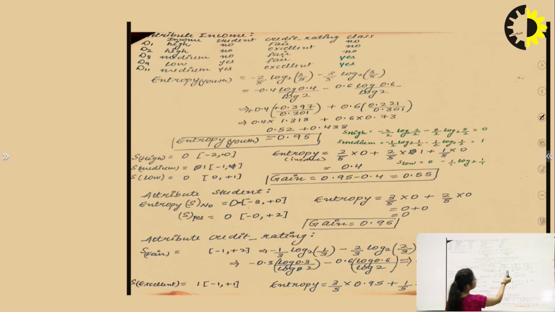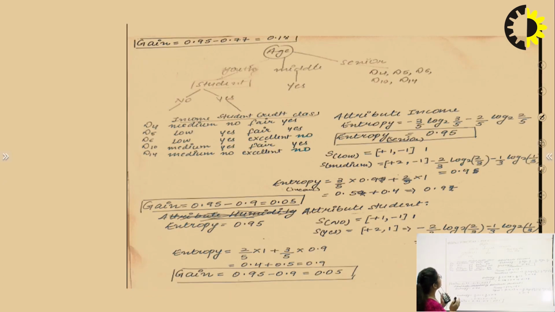These are 2 by 2, the value of yes, log base 2 of 2 by 2. 0 is for the 0 value because we have 0 yes and 0 no values. Because of that, we will calculate this, and after that we will calculate entropy. Again, we will calculate for student, and again we will calculate for credit rating. These are the steps we will follow, and after that, our second iteration of the tree is performed.